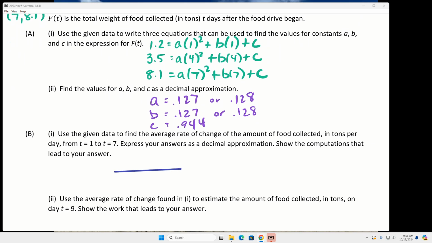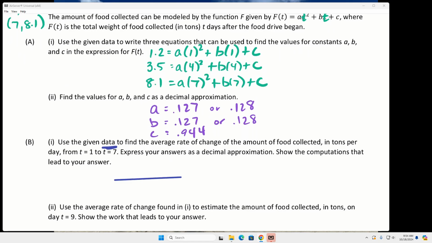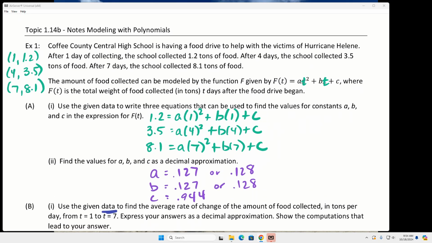Now it's super important that you do what it says, and it says to use the data. It does not say to use the regression equation. If you use the regression equation, there's a good chance you're going to miss it. So we're going to use the data. You do not use this point right here because we're just doing 1 to 7.